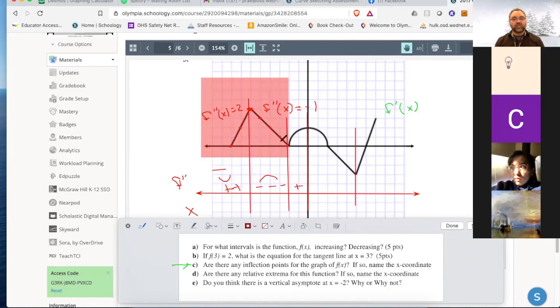This is positive because it's going up, so it's increasing. Now it's decreasing, and it's decreasing all the way until we get out here to 5. That's 5, right? 2, 3, 4. And then it switches to increasing. So our concavity changes up, down, up.